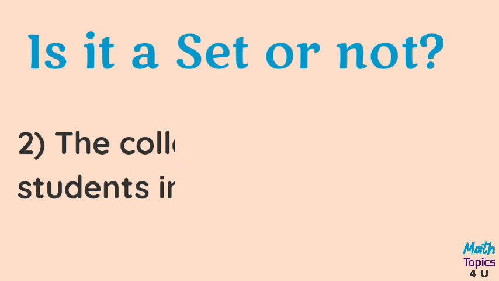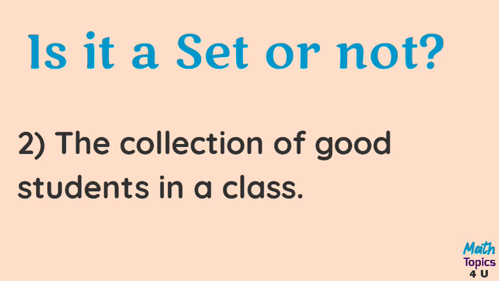The second example is the collection of good students in a class. In the statement, good students is the keyword, but we cannot find a good student in a class if a particular condition is not given. So the statement is not well defined. So it is not a set.